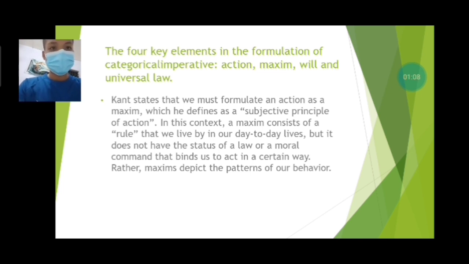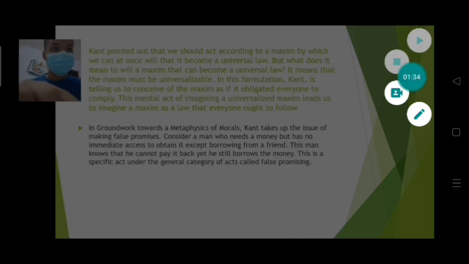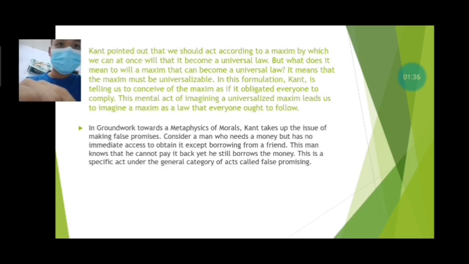So what is this subjective principle of action? Kant says it is a rule of action a man follows as a part of his own policy of living, whatever rule of living other people may have. Kant pointed out that we should act according to a maxim by which we can at once will that it become a universal law.